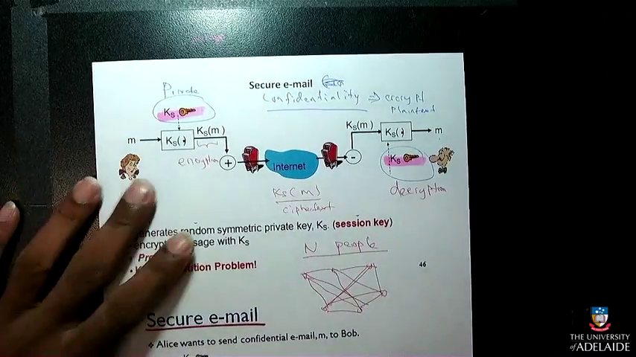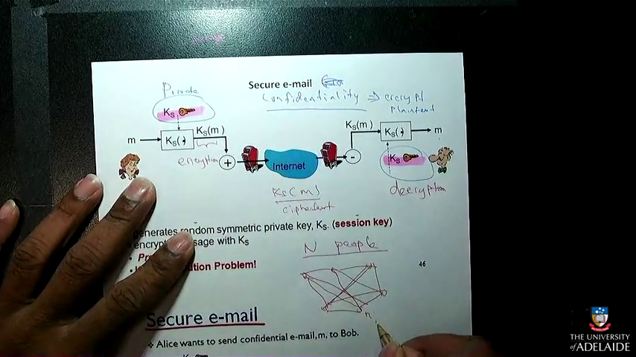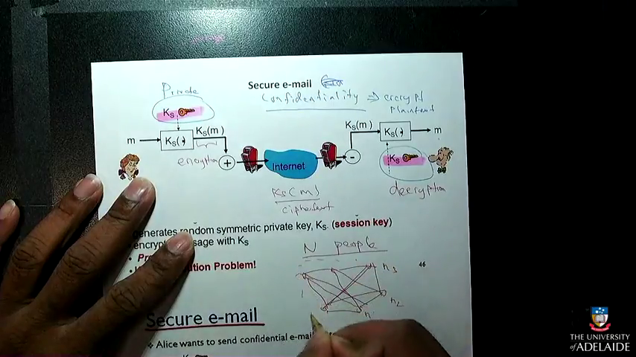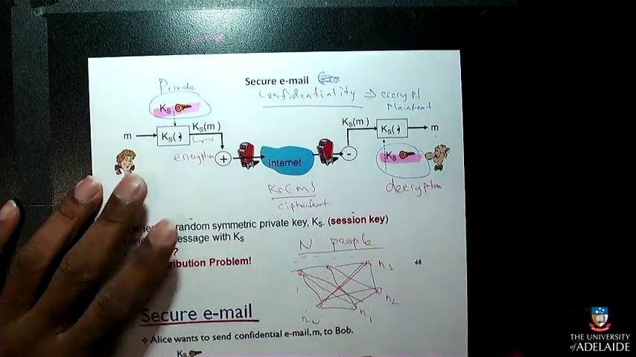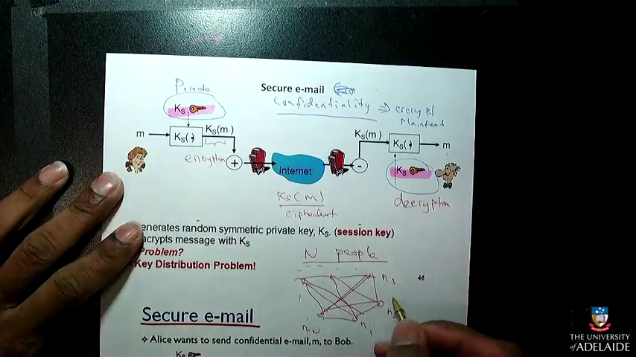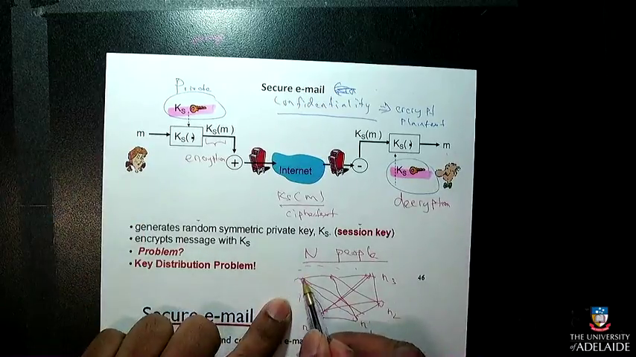N1, N2, N3, and so on up to N. So that many people want to talk to each other. How many private keys will you need? Think, it's not that hard. So you have N people that want to communicate. This guy needs how many keys?